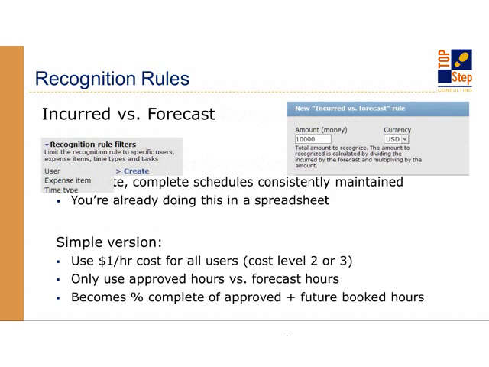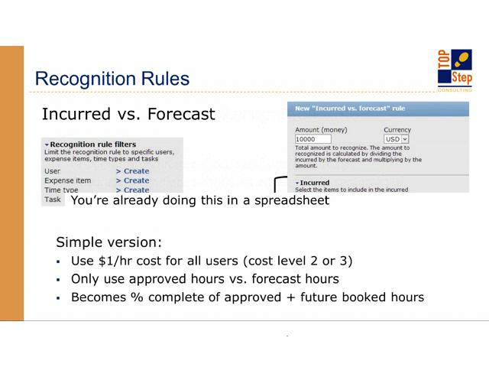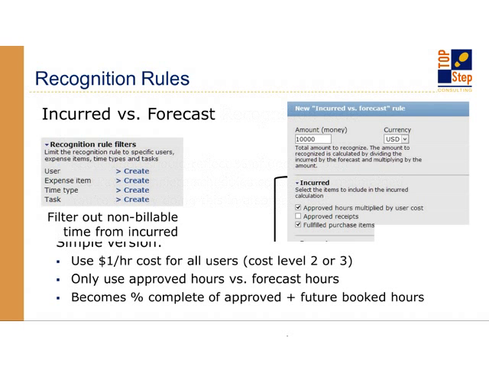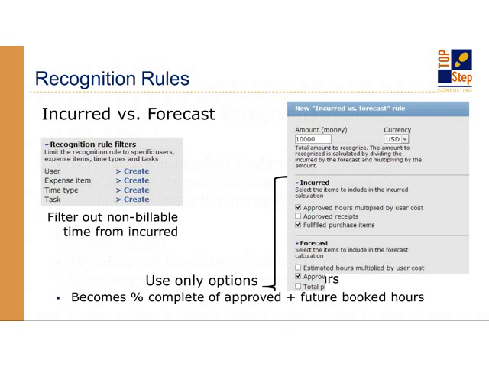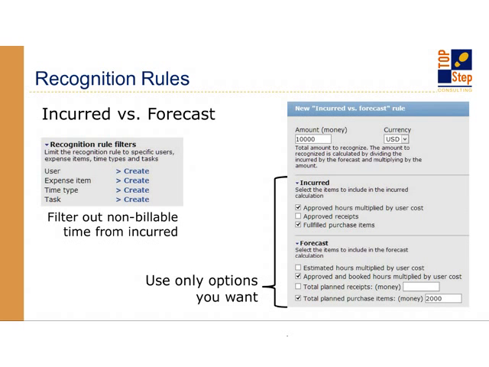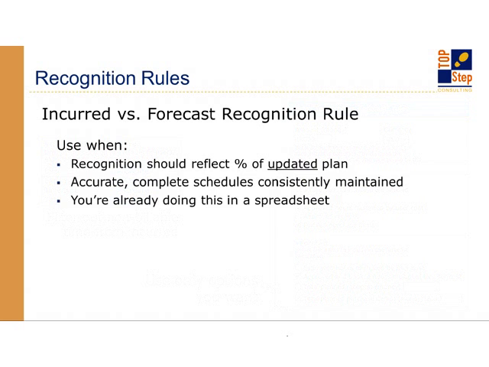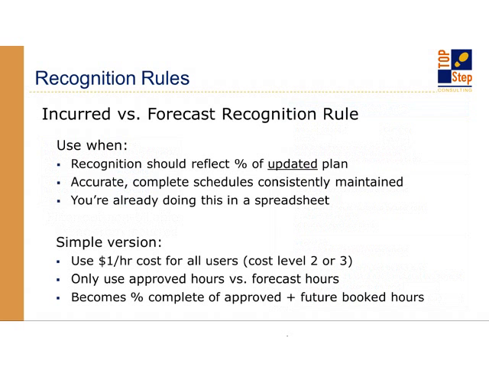And what that does is it becomes percent complete of approved plus future booked hours, which is your forecast in this example. It's not a revenue forecast necessarily exactly like we're about to look at, but it does say, here's our updated plan. It's different from our original plan. What's our percent complete of that? Just based on hours.